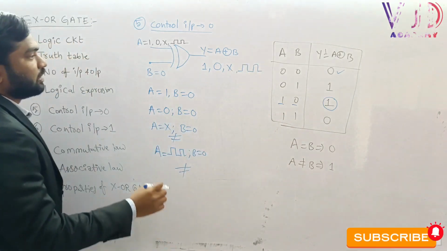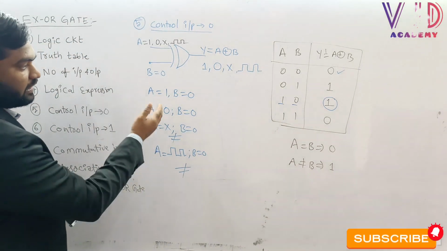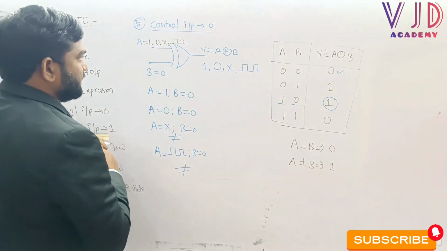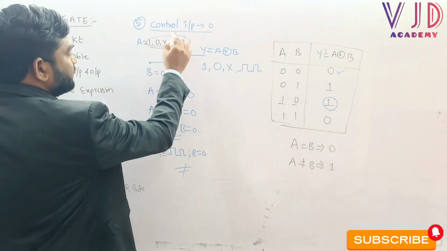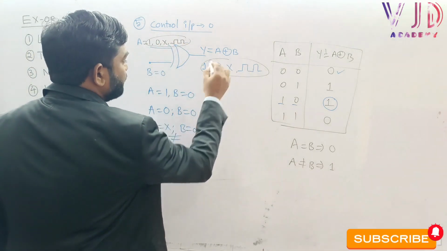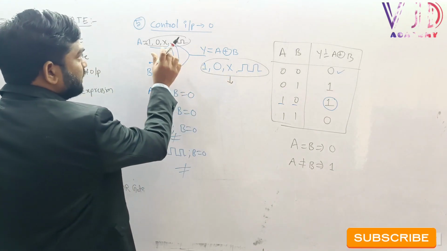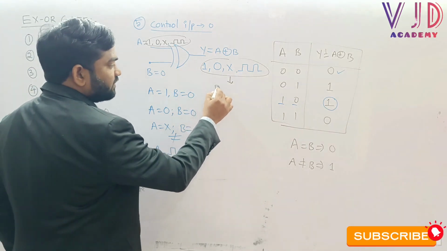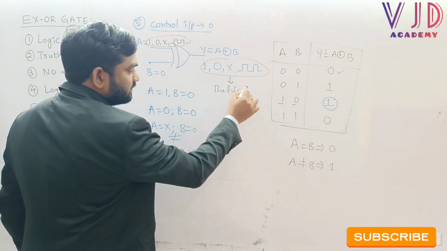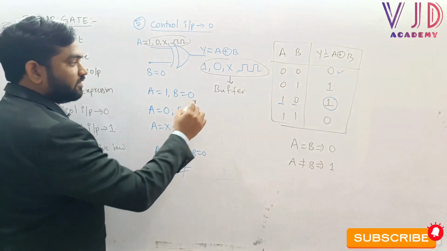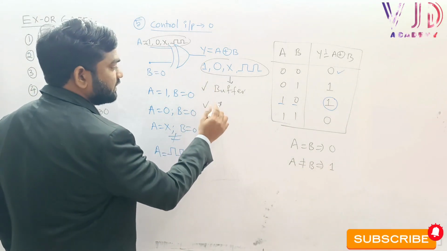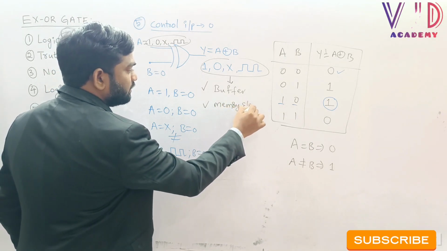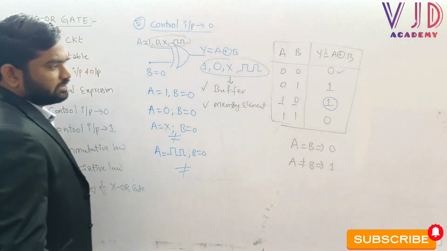So this is the control input. After analyzing these four input combinations, whatever we apply as input, the same we get as output. Which means, can I say that for control input 0, the XOR gate circuit is acting as a buffer? Yes sir, here the circuit is acting as a buffer. We can also tell that the circuit is acting as a memory element. So these are the things.